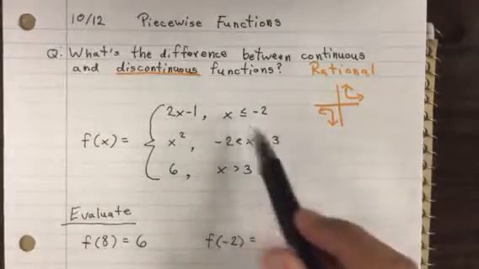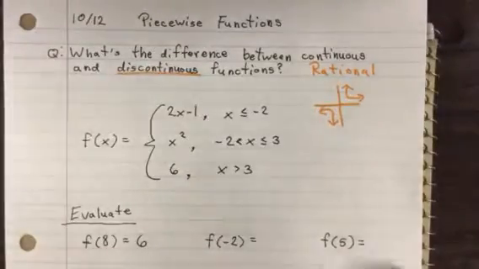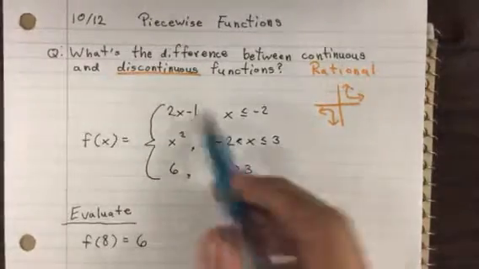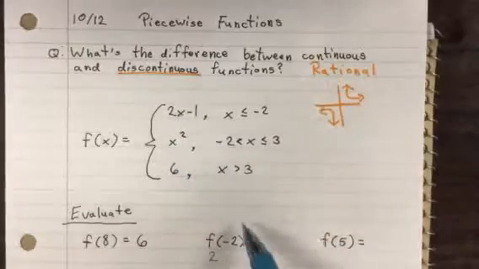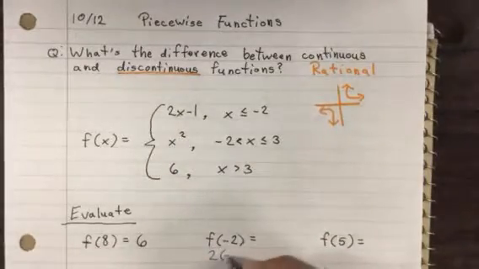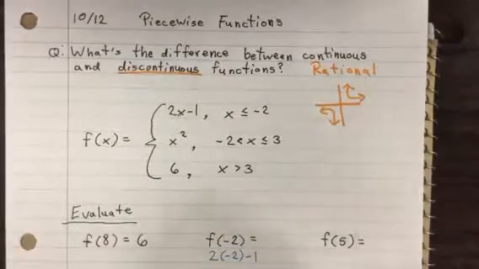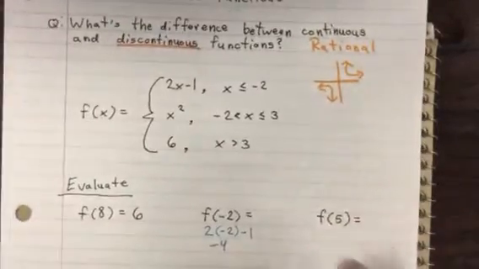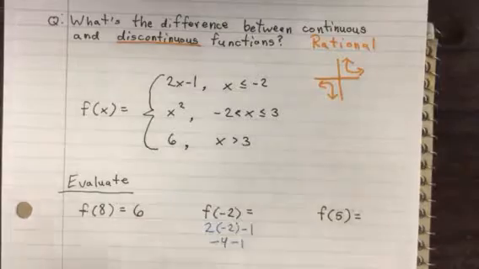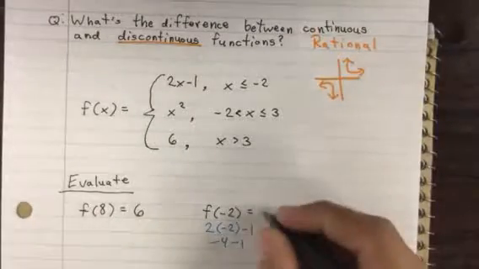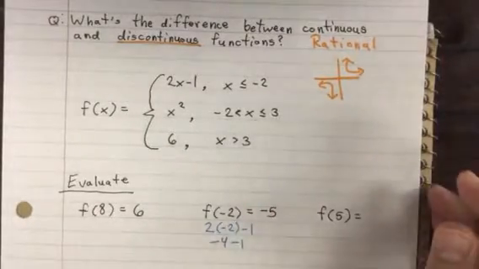So we're going to plug this into the first one. So it'll be 2. We're going to put our x is now -2, so parentheses -2. And then we have -1. So -4 minus 1 is -5. So our answer is -5.